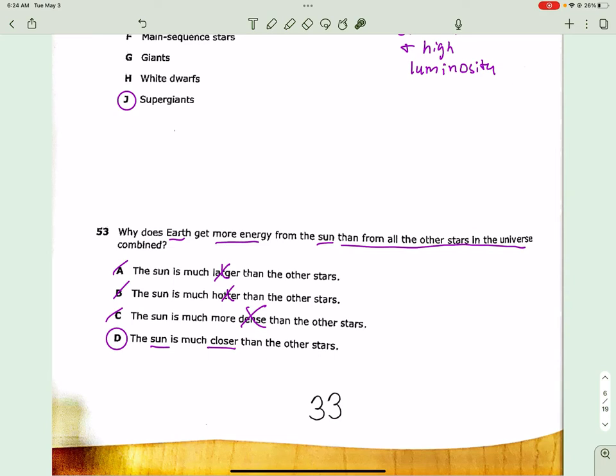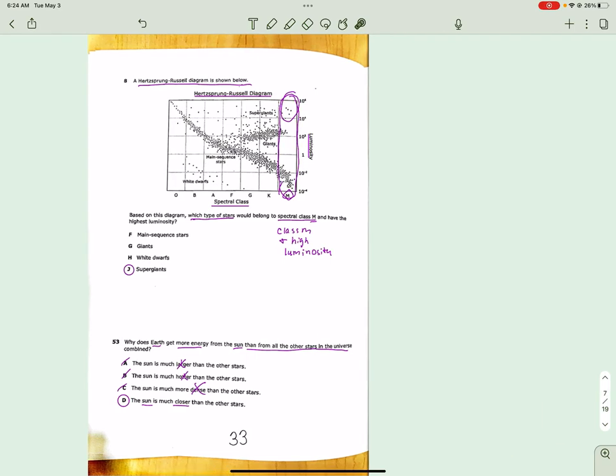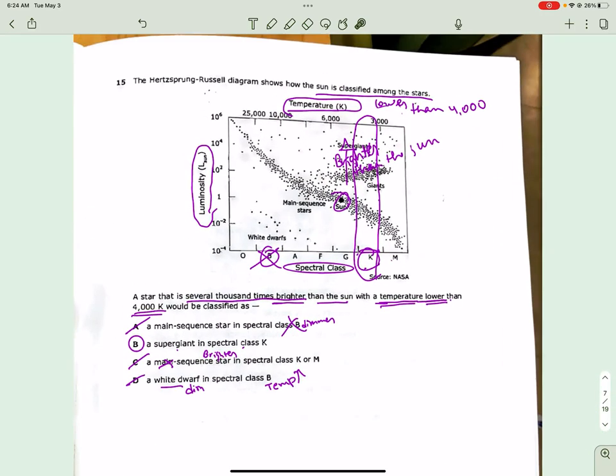The sun is much more dense than other stars? No, we don't compare the density of the stars, or we say that actually it's a medium, so I assume less dense. And letter D, the sun is much closer. There we go. That's a better answer. So the correct answer is letter D. Let's go to the next one.